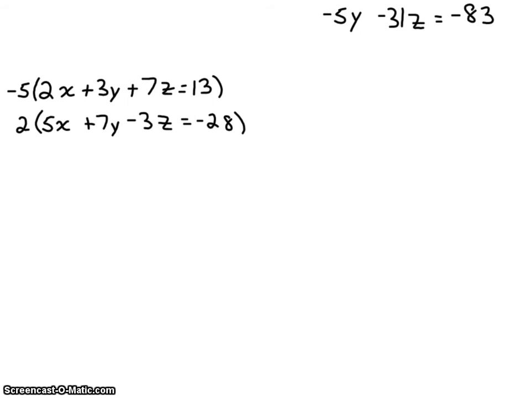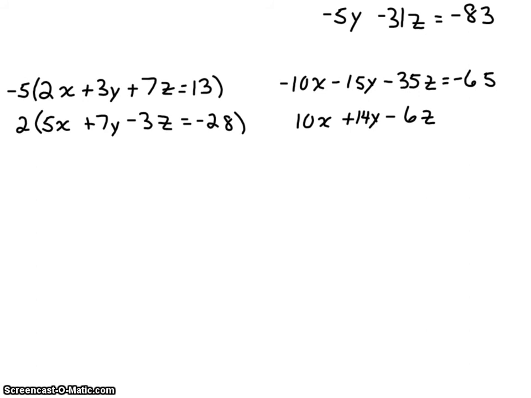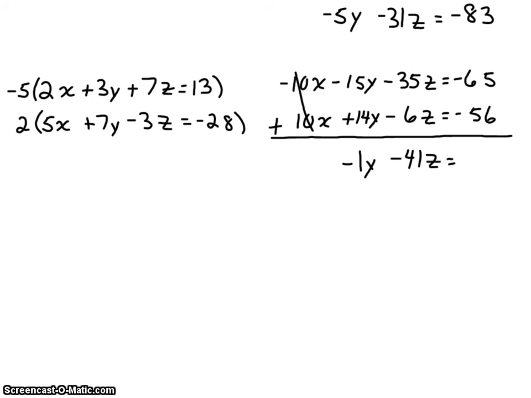equation by 2. As a result, we get -10x minus 15y minus 35z equals -65. And as a result of the second equation, 10x plus 14y minus 6z equals -56. I will add these two equations together. The x's again cancel. Adding the y column, -1y. Adding the z column, -41z equals, adding the constants, -121.